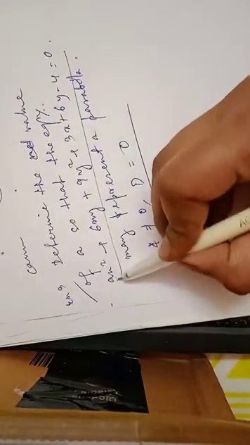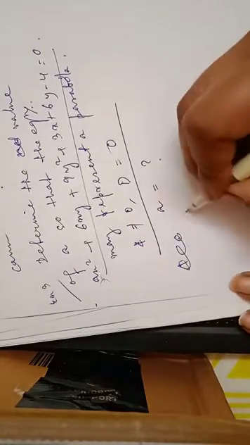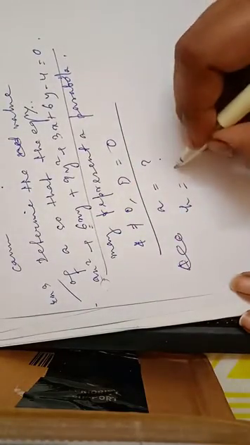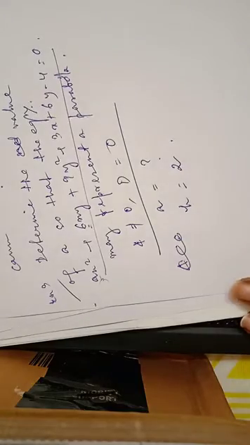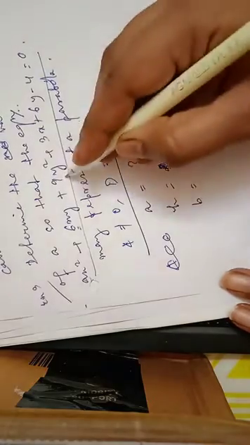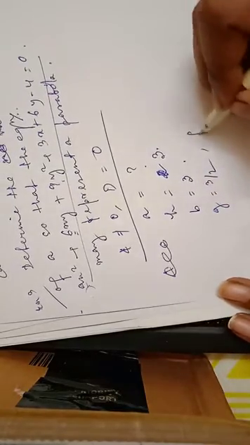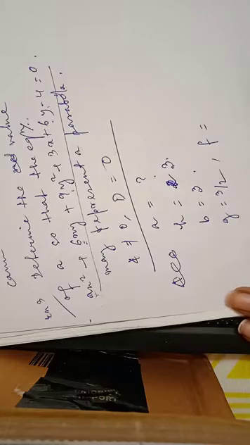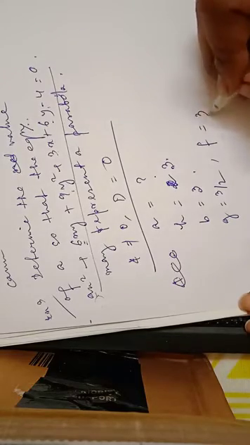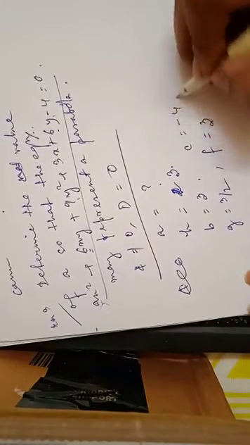So check, a is here, we have to find its value. Next h, from here we will get h equals to 3. Then b equals to the coefficient of y square, that means 9. Then 2gx, so g must be 3 by 2. Then 2fy, so f must be 3. Then what's remaining? C must be equal to minus 4.